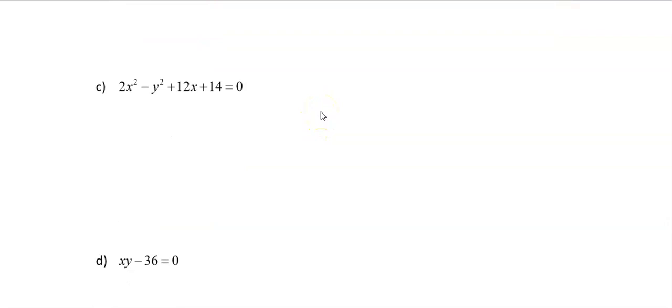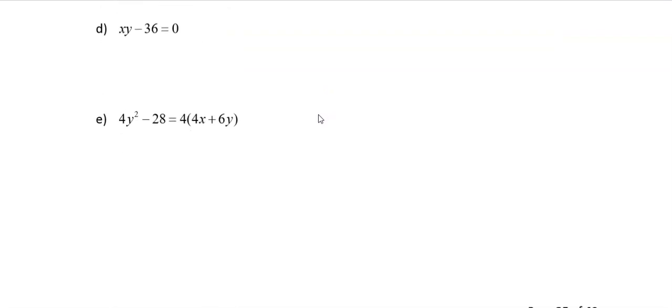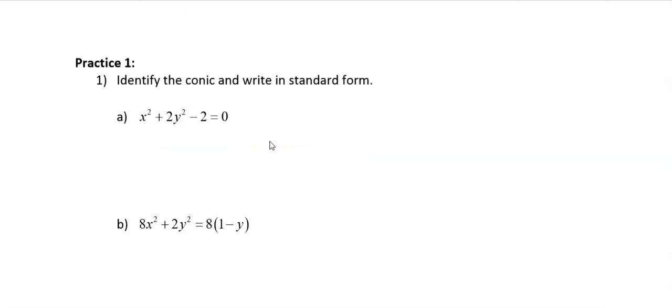C, okay, that's already in general form. That looks pretty good. D, do you recognize D? Now, they're not going to ask you to graph D. I'll never ask you to graph D. But what is it? Well, about the only thing you could do there is, if you bring your 36 over, you get x times y equals 36. And that, everybody, that's the simple form of a hyperbola. Remember doing that? E, multiply through the brackets by 4, group everything on the left, see what happens.